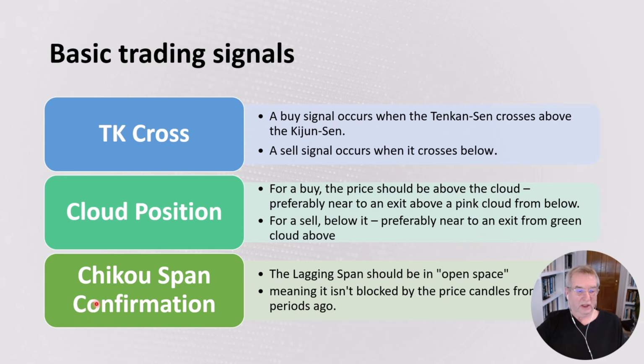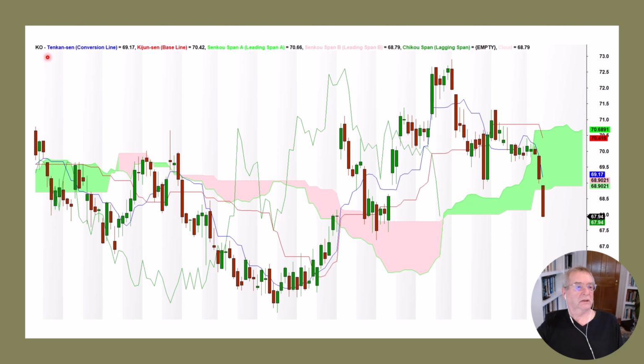And the other line, the Chikou span, should be in open space. It isn't blocked by price candles from 26 periods ago. Let us look at this particular chart. This is from January 5th, 2026, and this is for the Coca Cola daily chart.